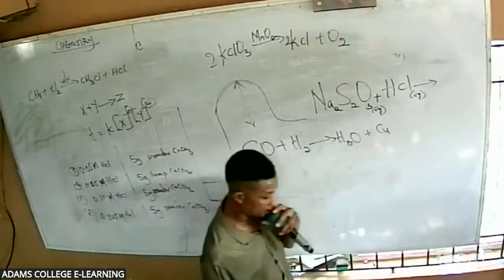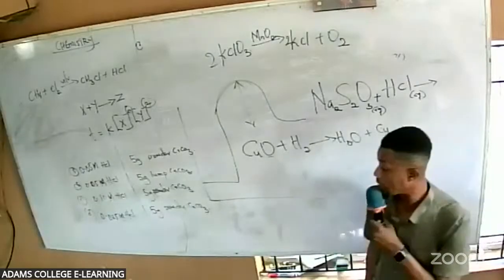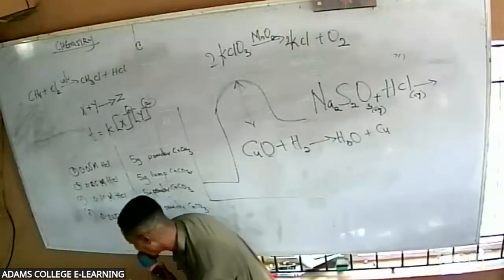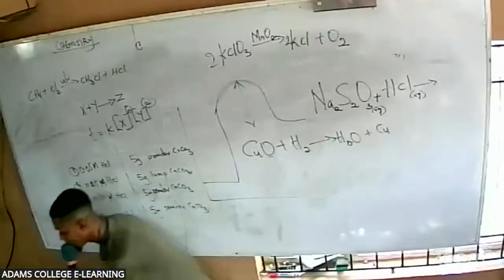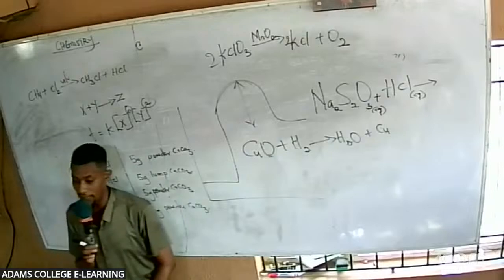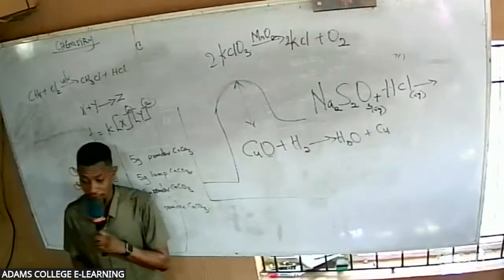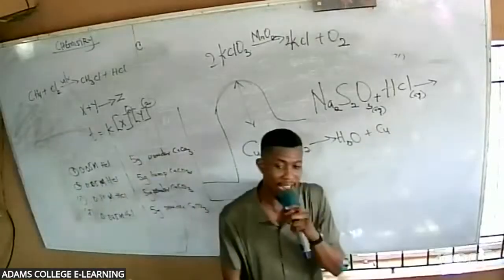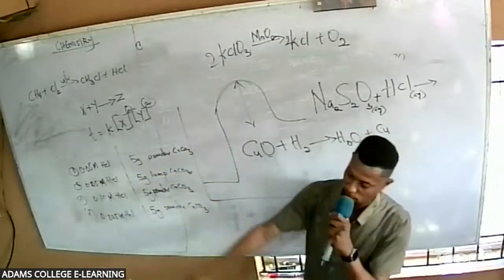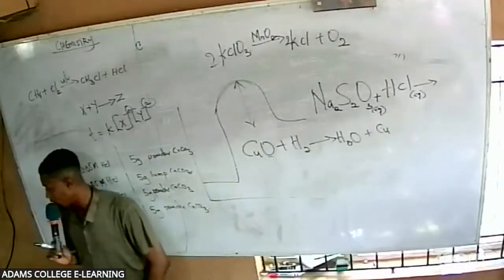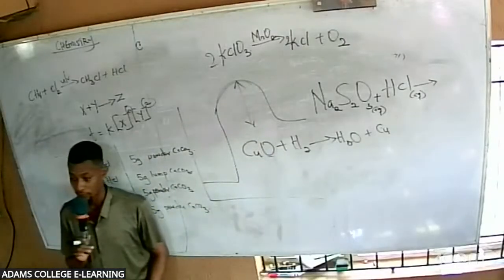What are the mixtures of gas you find in producer gas? CO and nitrogen, right? But in water gas, what do you have? CO and H2. The process for the production of hydrogen, what do you call it? Bosch process.